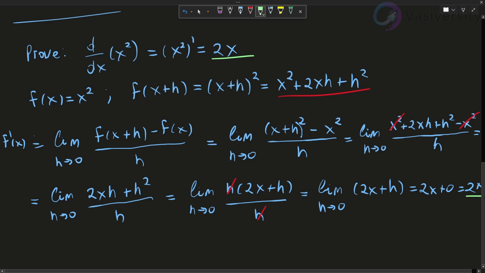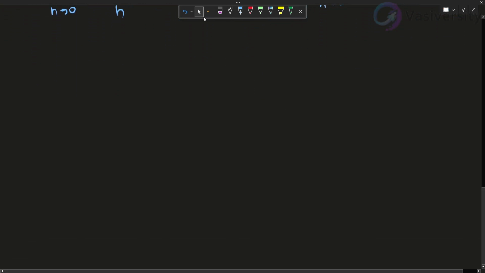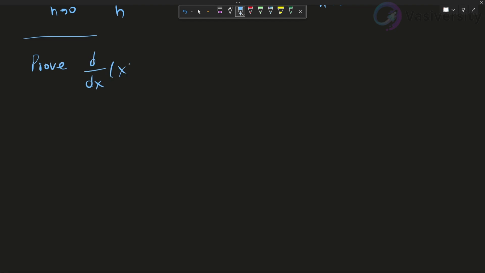All right, perfect. Now, let's go ahead and prove the next one. The next one is, so we want to prove the d/dx of x cubed is equal to 3x squared.